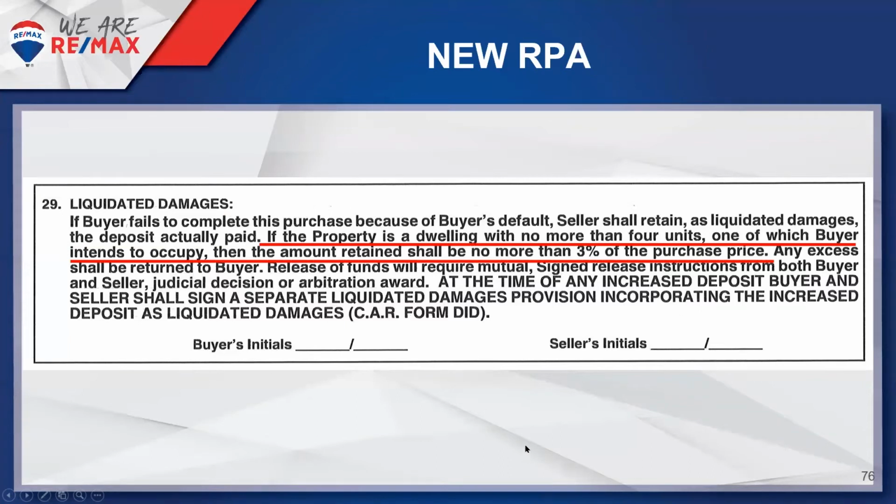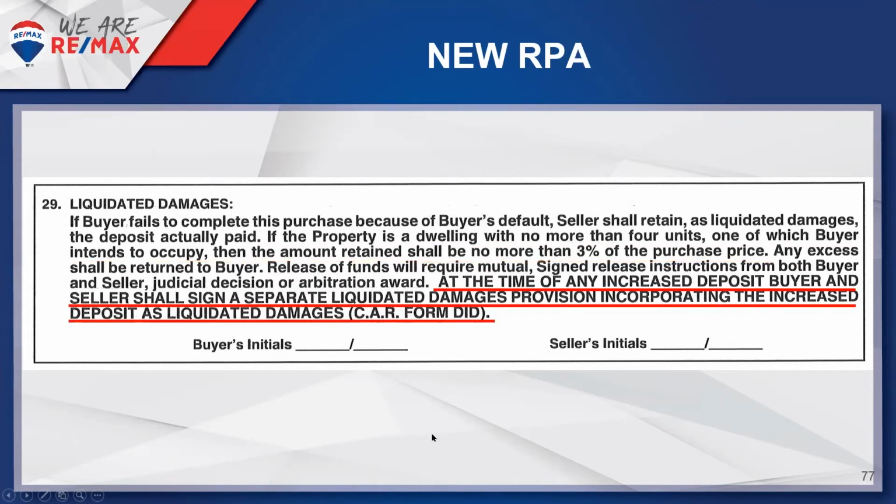So investor buyers who put down a 5% deposit thinking, well, the worst I'm going to lose is only 3%. No, you could lose the entire amount. And if it's a commercial property or land, then the 3% does not apply. I wanted to point that out to you. Now, at the time of any increased deposit, the buyer and the seller shall execute a separate DID to incorporate the increased deposit into liquidated damages.